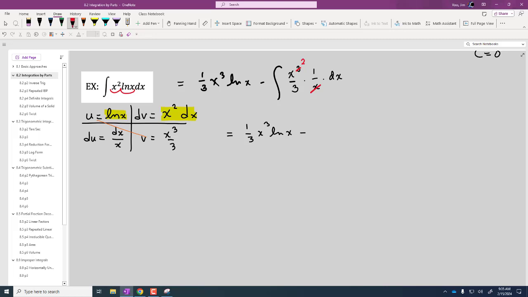And we just integrate that square. Add 1 to the exponent, divide by the new exponent. So that's going to put us right where we want to be. So that's going to be x cubed divided by 9, or we could write that as 1/9 x cubed plus c.